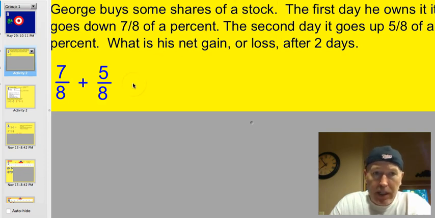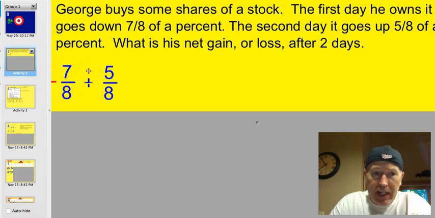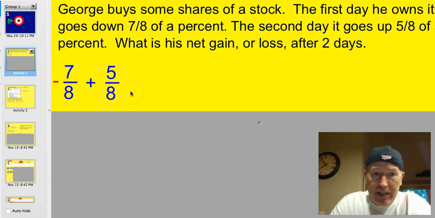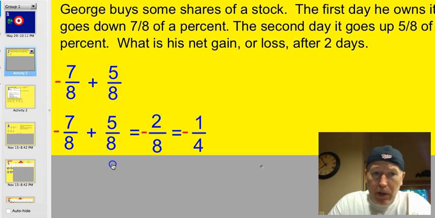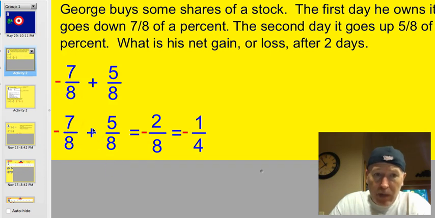All right, let's see. Well, we have a negative 7/8 on the first day, and then it goes up 5/8 the second day. So we have this little problem here we've set up. We have to add these two fractions. Luckily, they both have the same denominator. But what do we do? Well, we think about it this way. We have negative 7, and we're going to add 5 to it. So think about a number line.